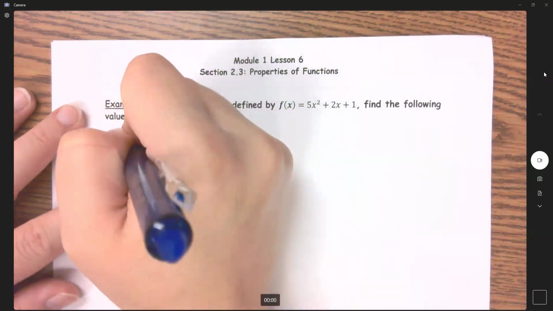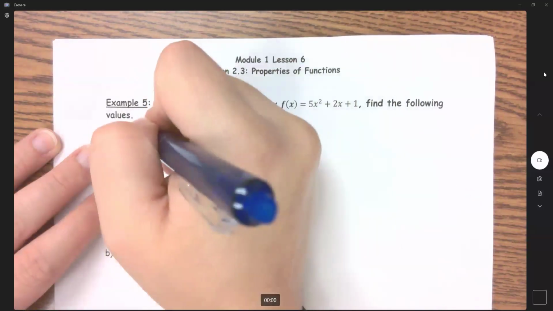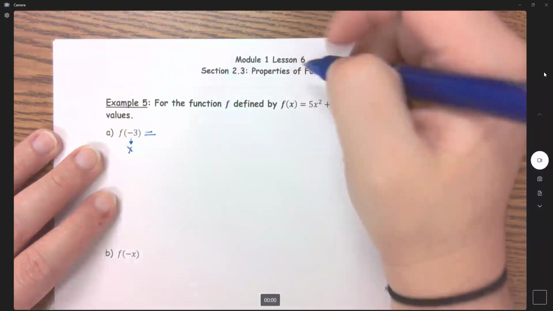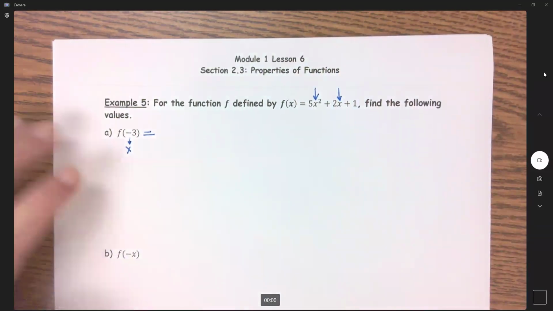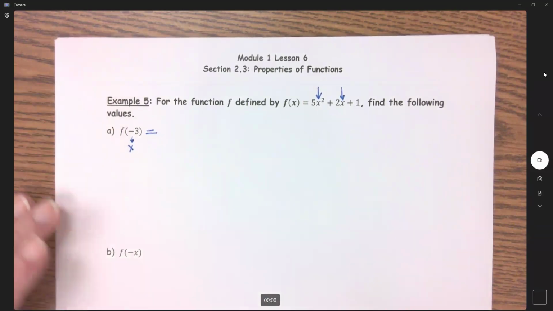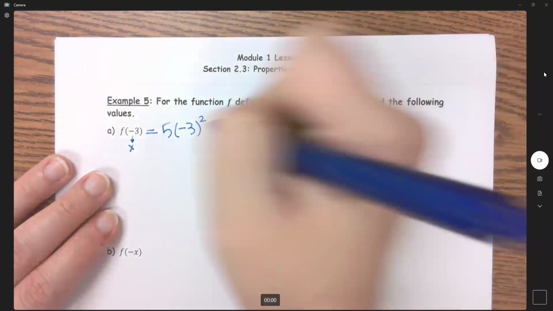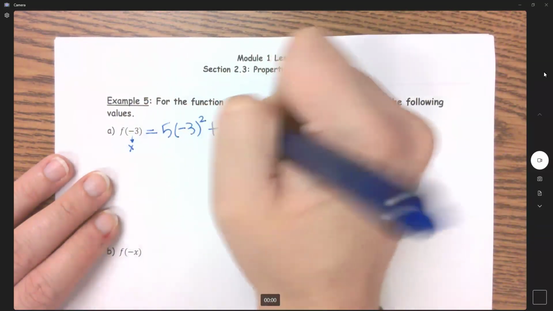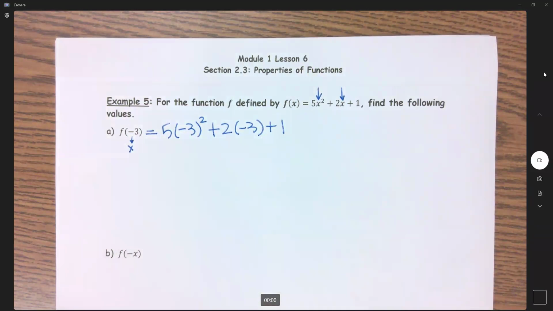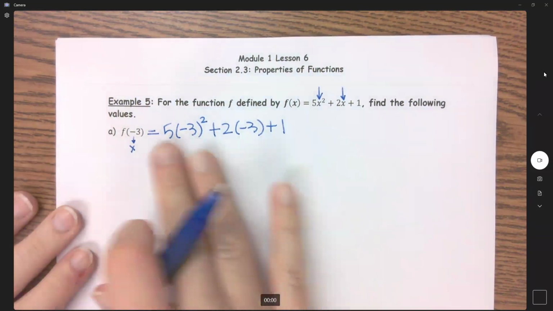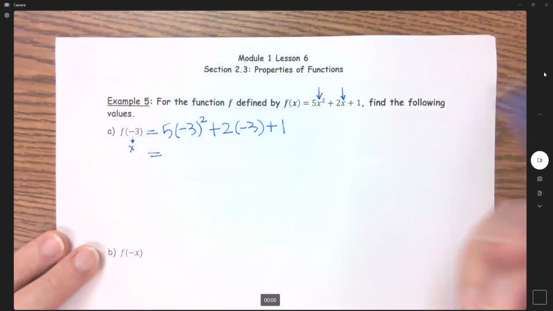So remember, this is my x value. So we're going to take this function here, and everywhere that I see an x, I'm going to substitute in what x equals, -3. So we have 5 times (-3) squared plus 2 times (-3) plus 1. When you substitute in, please substitute in with parentheses. Okay, now you can put this in your calculator just the way it is right there, but this isn't that bad to do by hand.